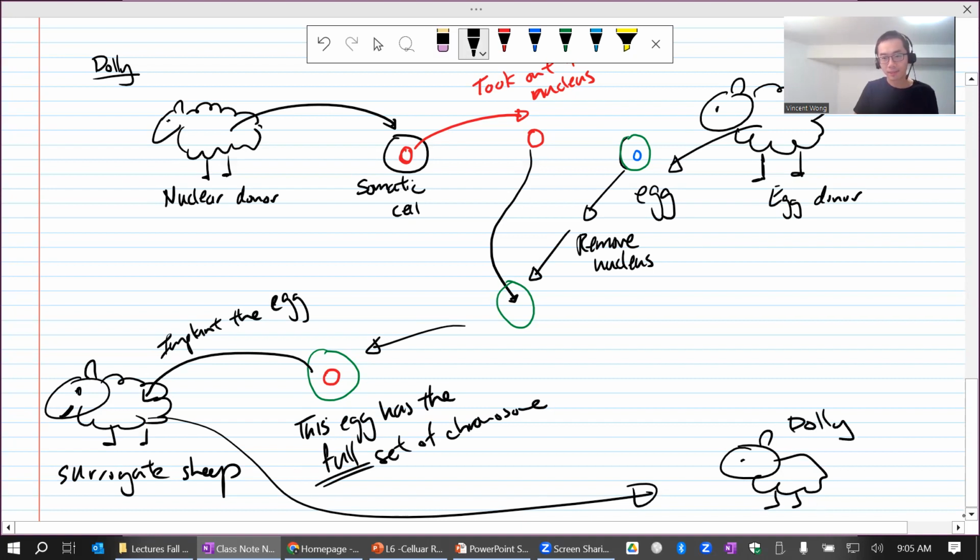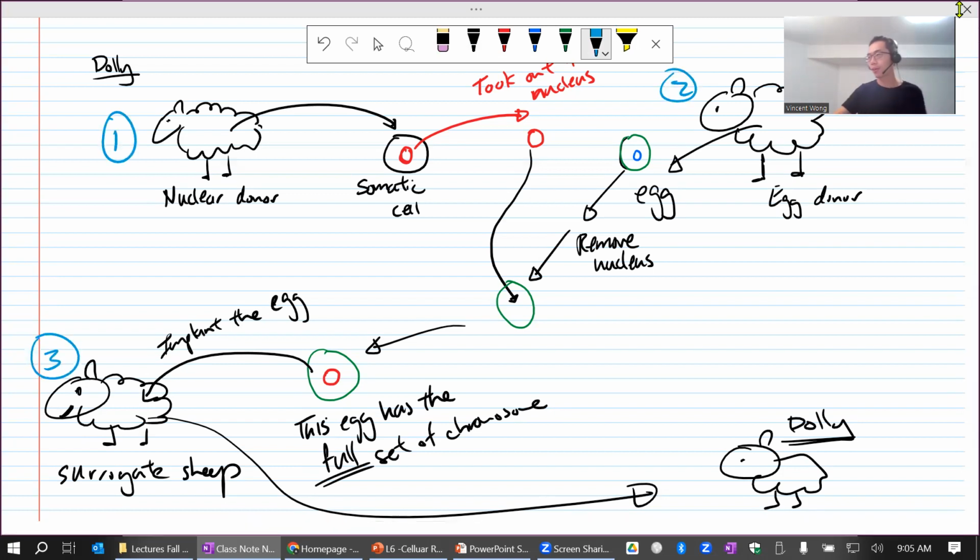this is Dolly. So I have a question for you. This Dolly, is it a clone of sheep number 1, sheep number 2, or sheep number 3? Let me give the poll and see what you guys think. Okay, my question is, Dolly, who took 3 sheep to make, is a clone of which one? Is it a clone of the nuclear donor, the egg donor, or the surrogate?